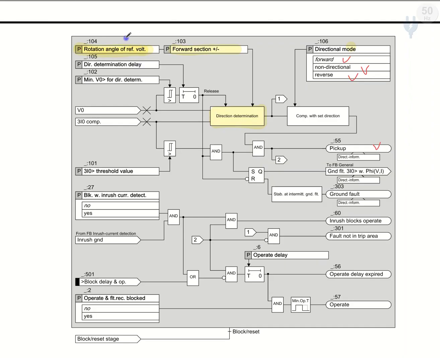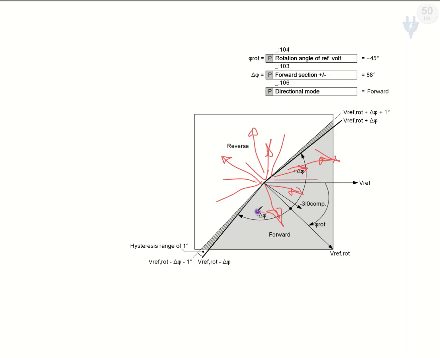Here we have phi of rotation. That is the value which we give. And in the forward section, we have plus or minus, which is the plus or minus of the delta phi value which we give.